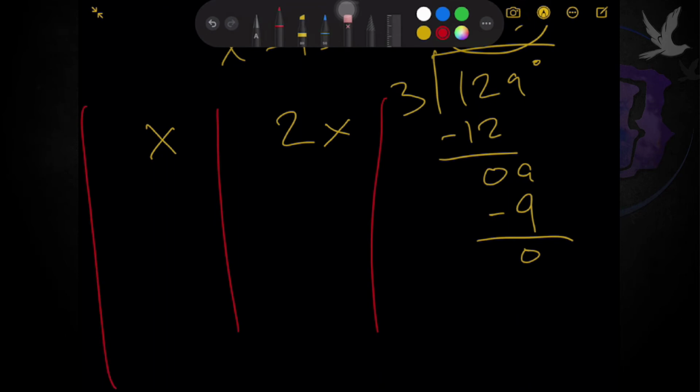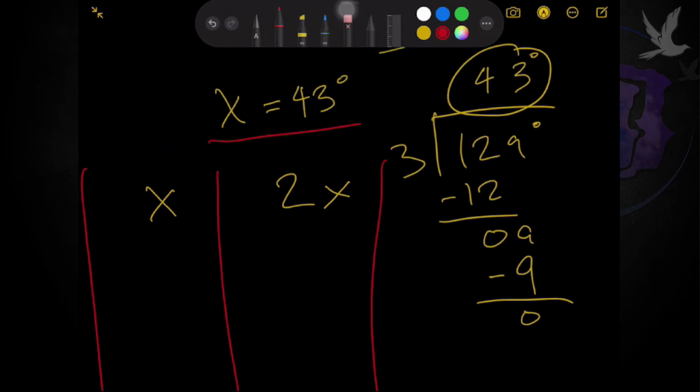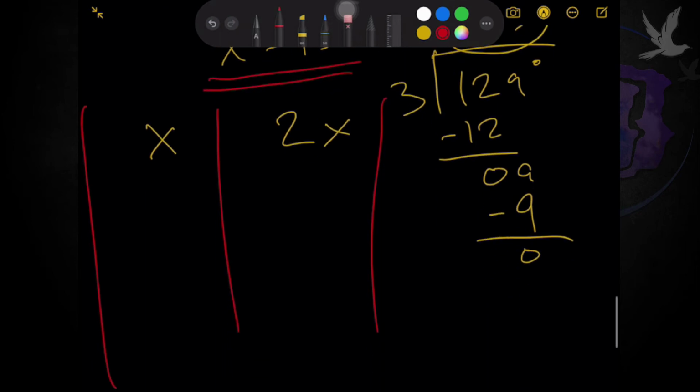So you are now asked for the value of x. Obviously, the value of x is 43 in this case. So the value of x here is 43. That's how you solved it earlier. Now, how do you solve for the value of 2x?